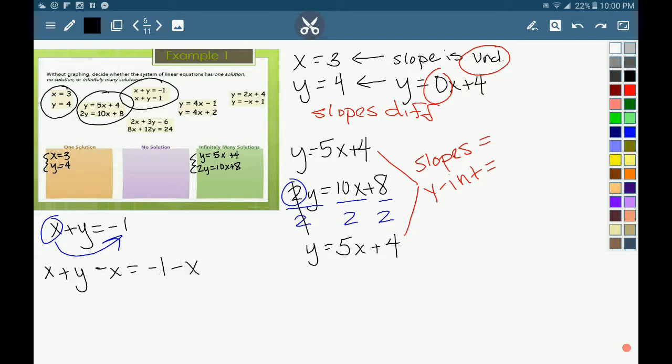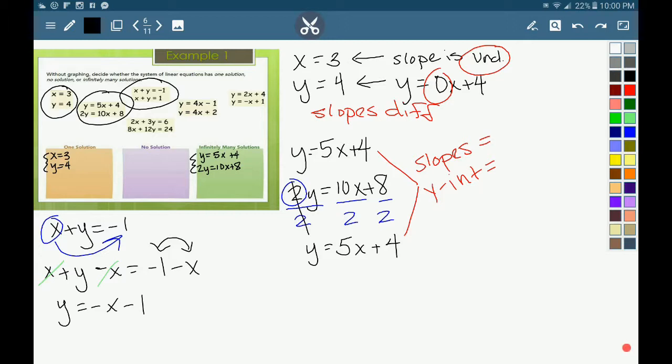So I have my x's becoming 0 on the left side, and I get y is equal to, again, I'm going to switch these around so that I can see y equals mx plus b and not y equals b plus mx. So I have -x minus 1. I'm going to do the same thing to the other equation.